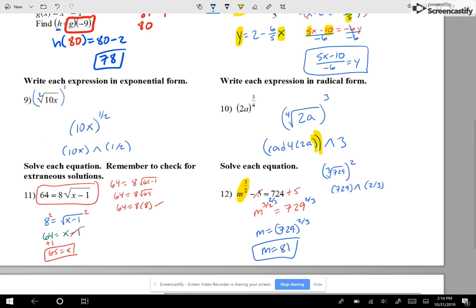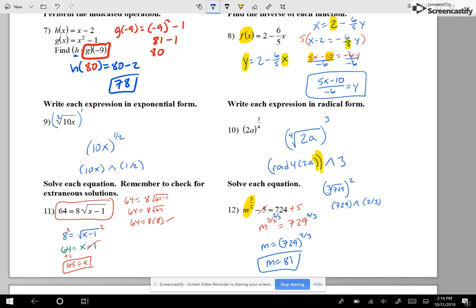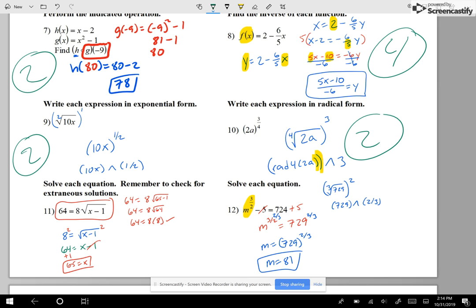The quiz tomorrow. Let's see how many questions. There's a total of 20. We're going to have 2 of these, 4 of these, 2 of these, 2 of these, 4 of these, and 6 of these.